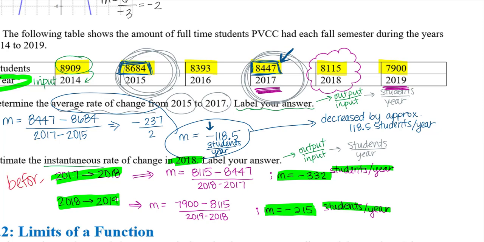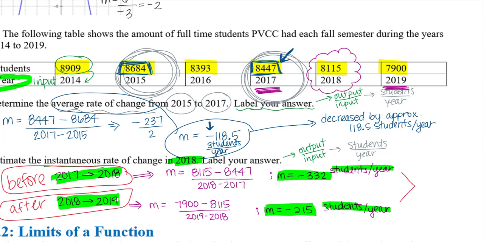Well, this is before 2018, right? From 2017 to 2018. And then this is after 2018. So if we just simply average these together, it's got to be somewhere in between negative 332 and negative 215. So for now, just to get a good estimate, we'll go ahead and average these two. So we will add them together and divide by 2. So I will say that my instantaneous rate of change, or IROC, is negative 332 plus this negative 215 all over 2. And this is going to turn out to be approximately, I mean, this is exact, negative 273.5 students per year in 2018.